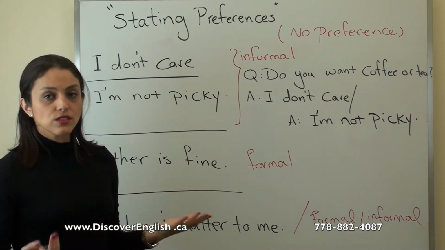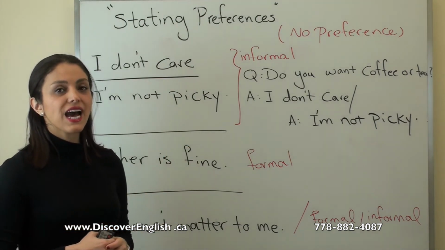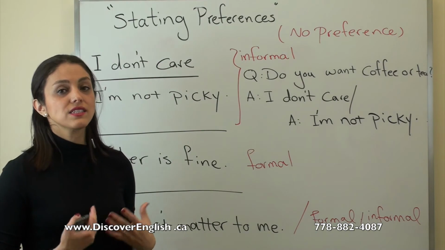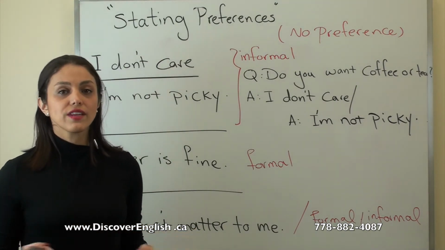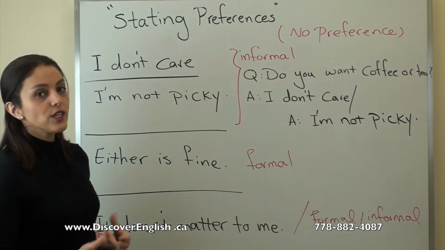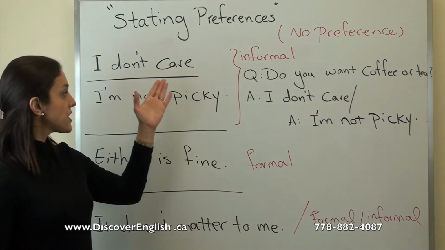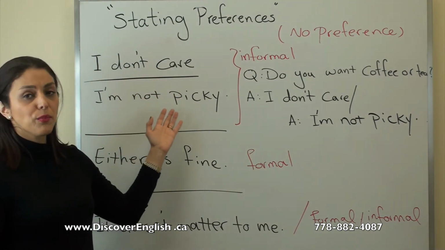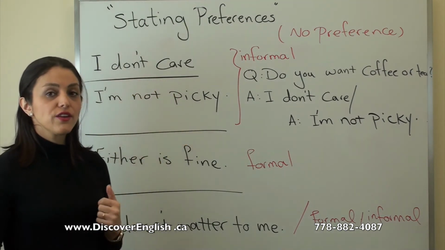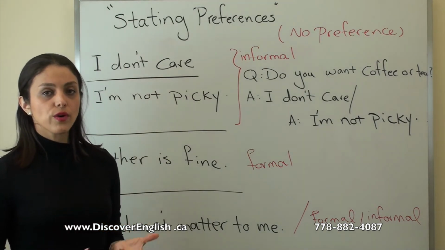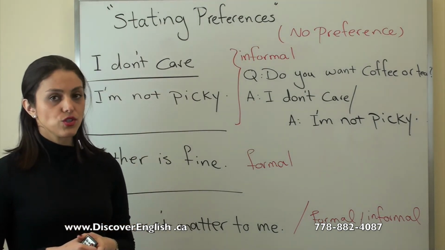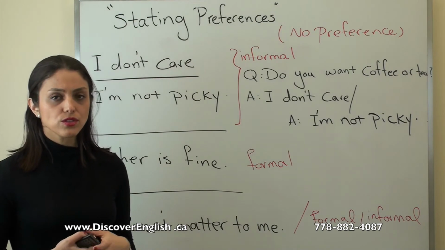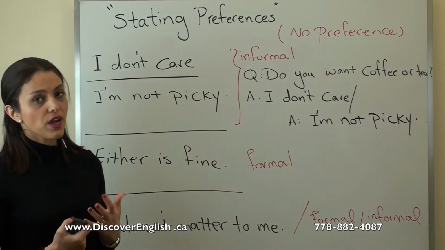Okay. Now, let's go and see how you express and describe whenever you don't have any preferences. Look at this. We have I don't care and I'm not picky. These two, they are informal. It means you can use them whenever you're with your friends and, for example, family members. You can use I don't care or I'm not picky.